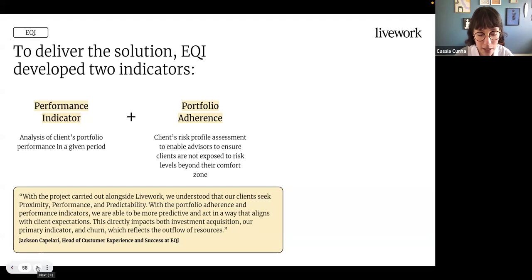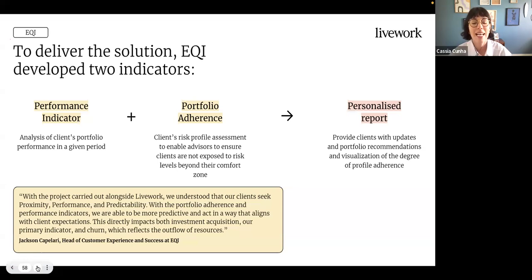Jackson shared with us that creating both of these helped them guide clients toward their expectations, right? And therefore also probably improve their experience. You can click. Thank you.